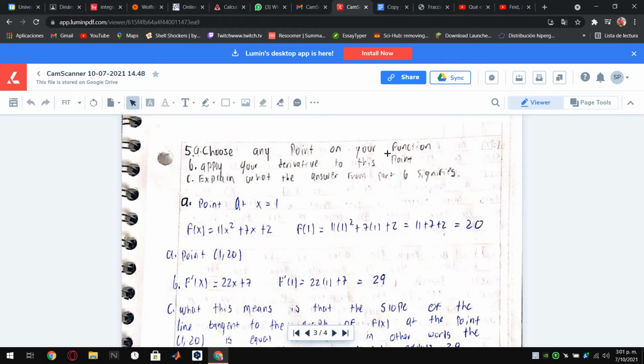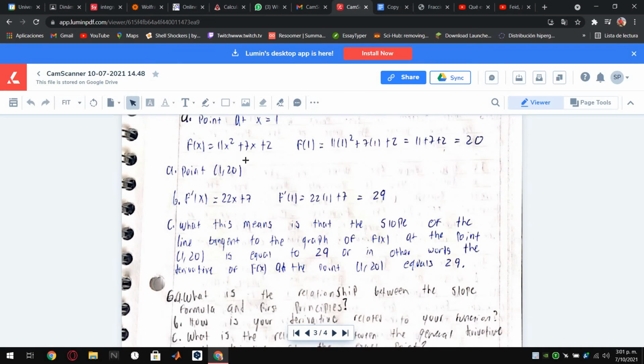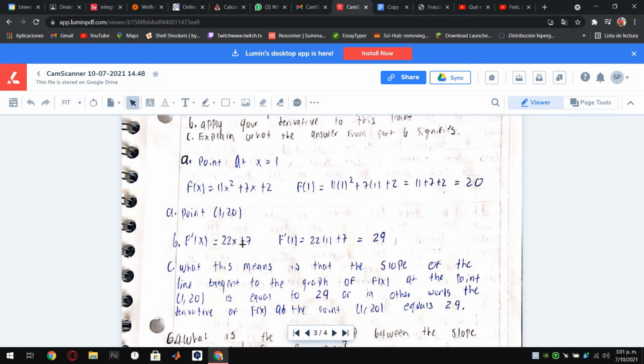Point 5 is to choose any point on your function, apply your derivative to this point, and explain what the answer from part B signifies. Let's take this example. We're going to use the point at x equals 1. If we apply x equals 1 to the function, it gives us 20, so we have the point (1, 20). If we apply that point to the derivative function, we see that the derivative at x equals 1 is equal to 29.